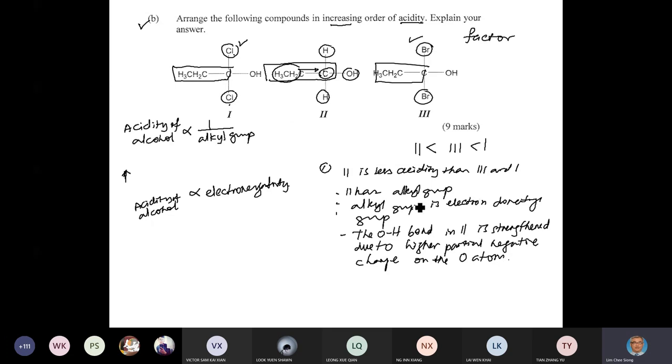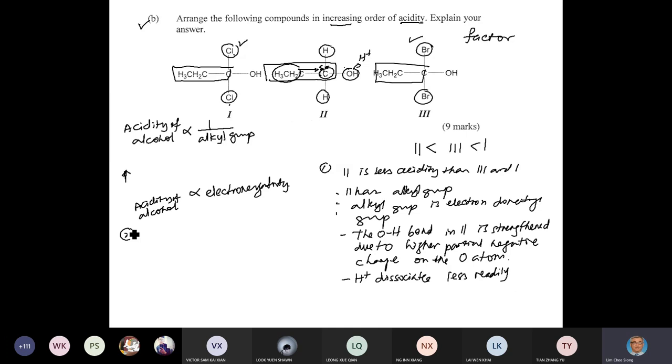This is the point: when electron is donated to here, the O is more negative, and it is not easy to let the H release. Then this makes the acidity getting lower, so the H plus dissociates less readily. Get it? Okay, so this is the point.